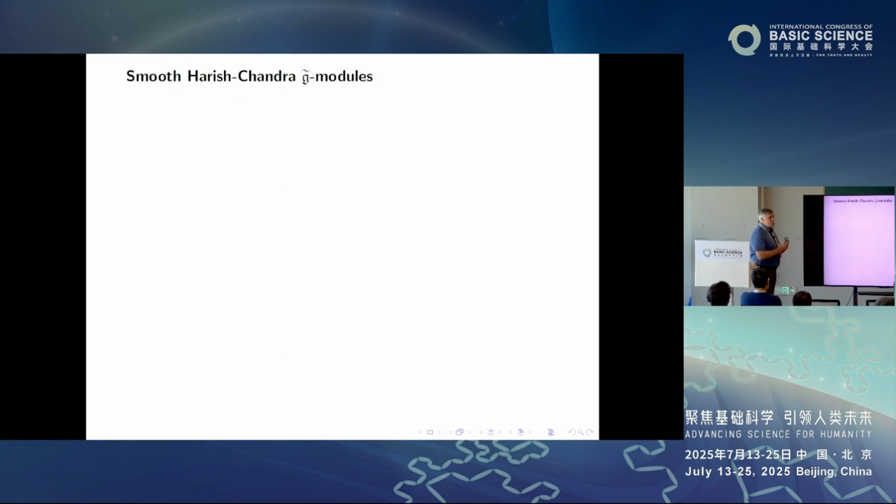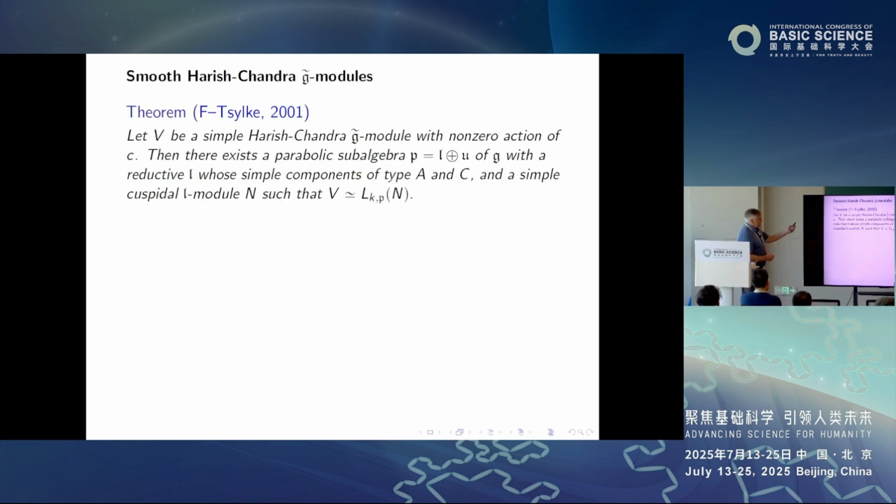Okay, so now I want to know what the smooth Harish-Chandra G tilde modules are. This is an old result. The classification is the following. The first result: suppose we have a simple Harish-Chandra module, not necessarily smooth, any simple Harish-Chandra module over G tilde with a non-zero central charge, then it will look like that.